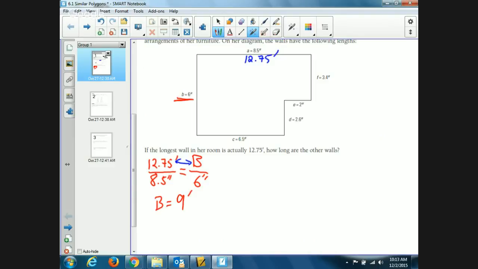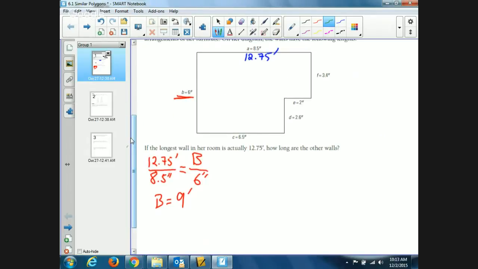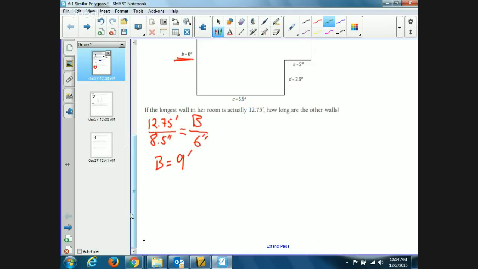How do we go about solving for C then? I think it's about the same thing here. I'll do C right below it. What do we put on the left for any of these? It's the same ratio for every one of these, same proportion. We say 12.75 feet is 8.5 inches. 12.75 feet, that's from the given information, 8.5 inches.